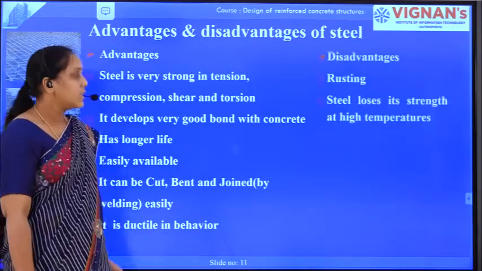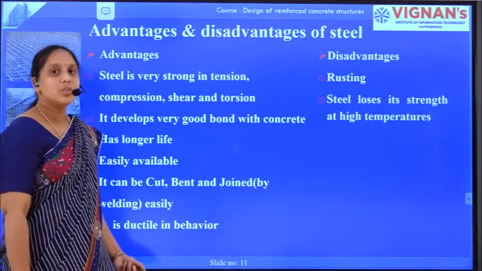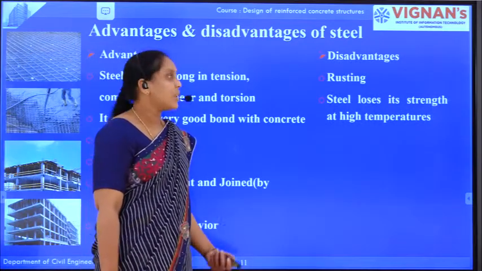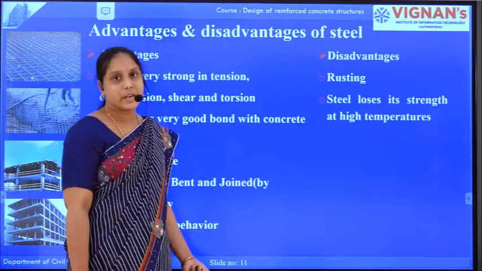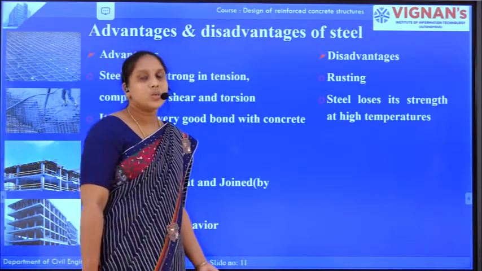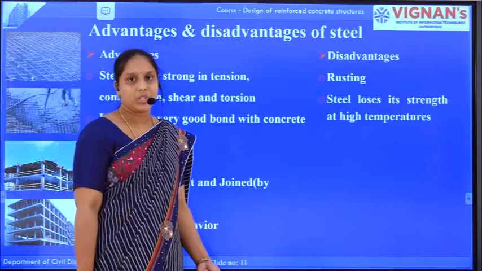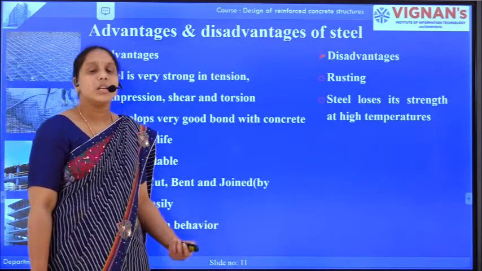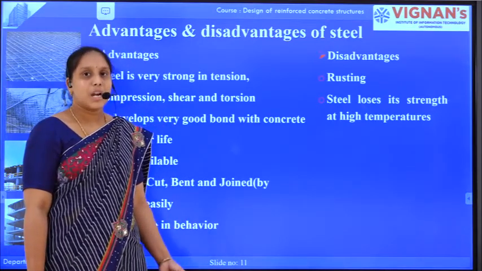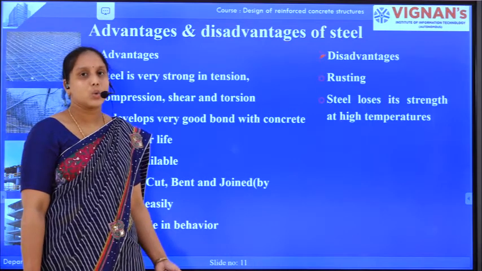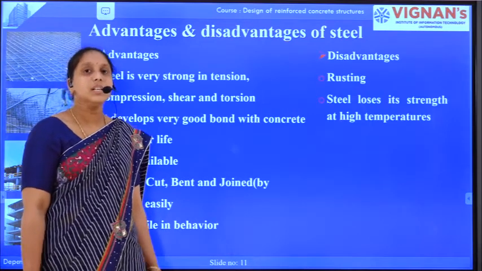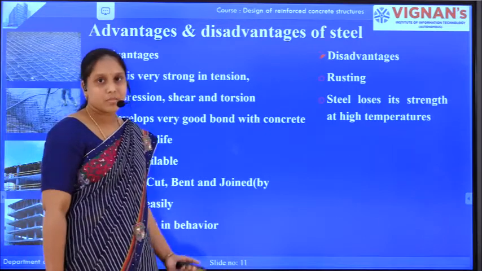Now let us see the disadvantages of steel. The disadvantage is rusting, that is, steel easily rusts, and steel loses its strength at high temperatures. If the temperature is high, steel will start melting and it will start losing its strength. So these are the disadvantages of steel.